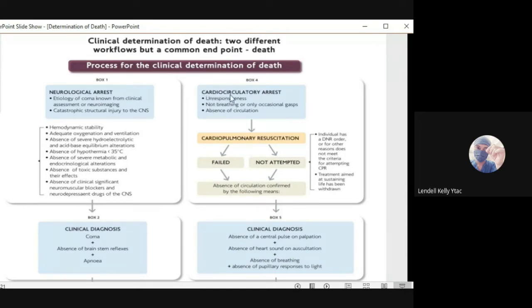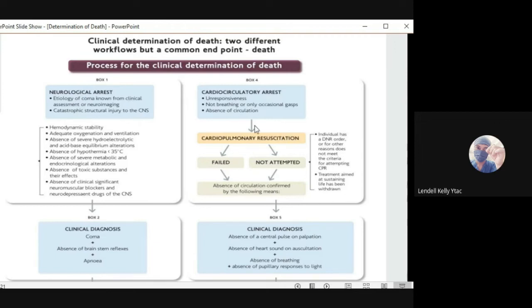So when we say cardiocirculatory arrest, we have unresponsiveness, not breathing, or only occasional gasping, and absence of circulation. So this is typical to a person that is suffering from cardiocirculatory arrest. However, if we have a person suffering from neurological arrest, most likely the patient is now in coma, from clinical assessment or neuroimaging. So coma talaga sa patient. Catastrophic structural injury to the CNS or the central nervous system is evident.